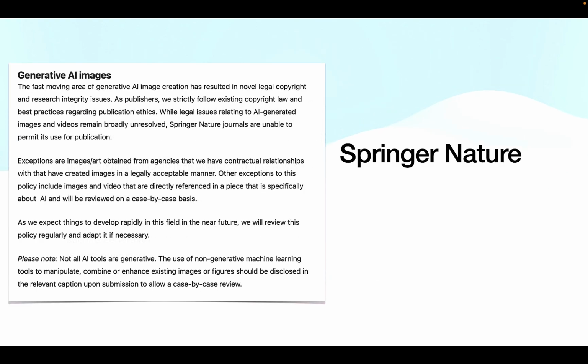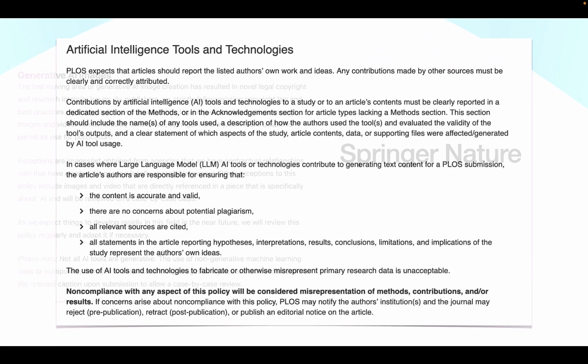Springer Nature also has a section, but I just pulled out their section on generative AI images. I thought this was interesting because they do point out at the bottom that not all AI tools are generative. If you're using non-generative machine learning tools to manipulate, combine, or enhance existing images or figures, that needs to be disclosed in the relevant caption upon submission to allow case-by-case review. They talk about how their exceptions are images or art obtained from agencies with which they also have contractual relationships, and that these images have been created in a legally acceptable manner. So we're not breaking anybody else's copyright.